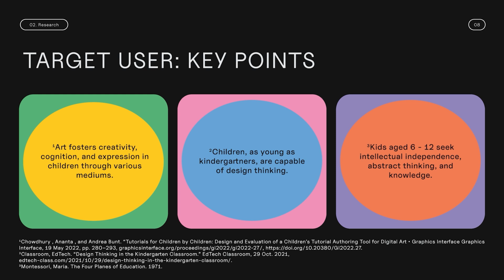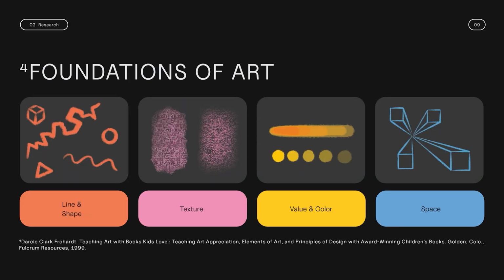Research from Maria Montessori, acclaimed for her educational methods that build on the way children learn naturally, says that kids aged 6 through 12 are in the stage of intellectual independence, which is characterized by a desire to think for themselves. During this stage, children have an insatiable thirst for knowledge and wish to understand the reasons for things. Through literature and interviews, I established the foundations of art important for kids.